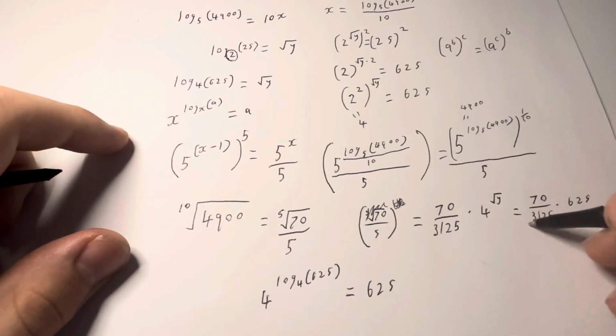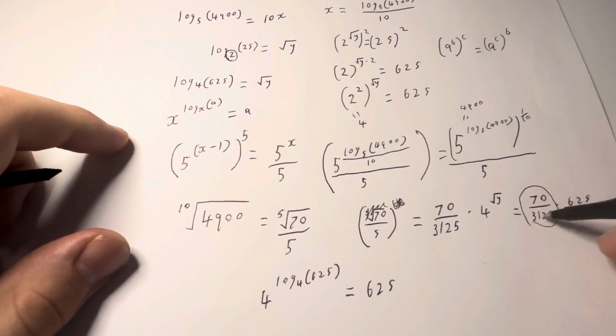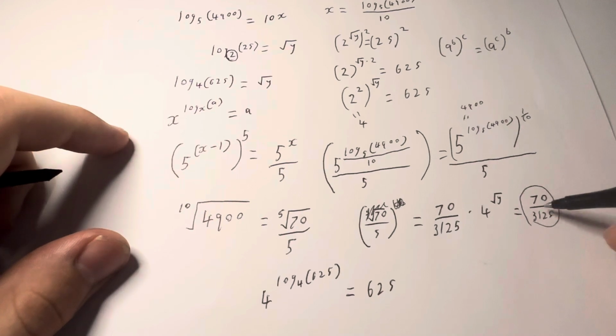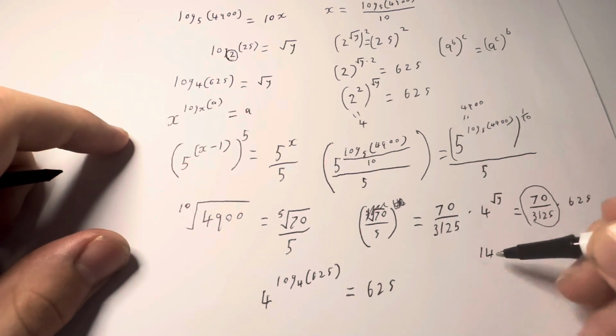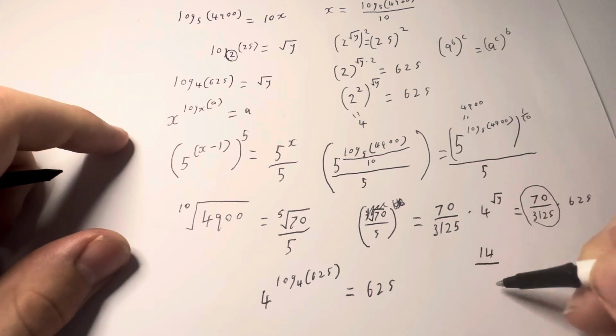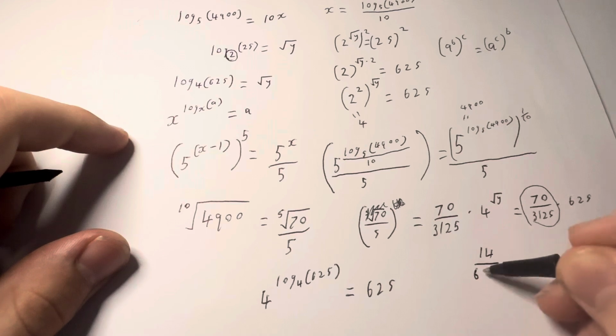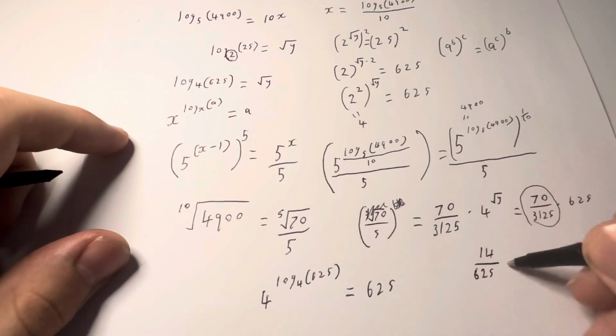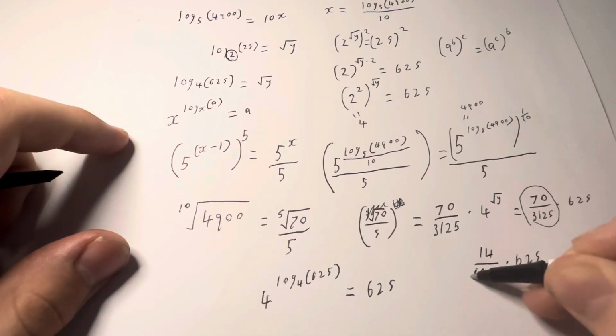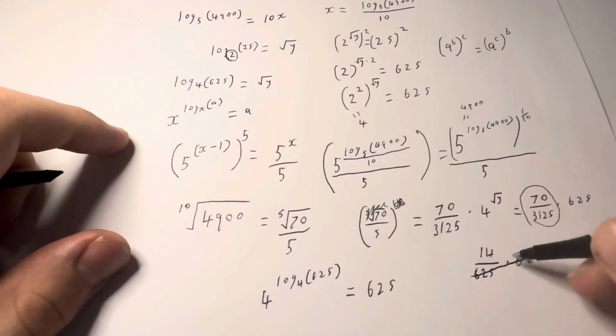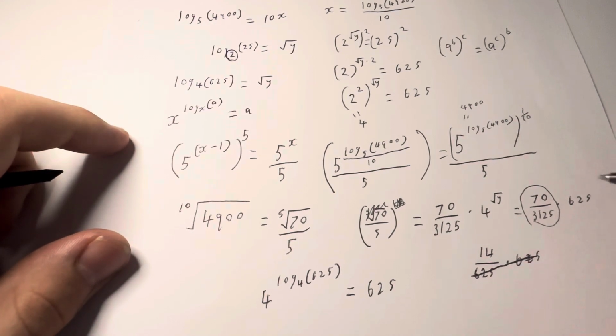So we can write this 70 divided by 3,125. We can divide both sides by 5. 70 divided by 5 is 14. And then we have 3,125 divided by 5 gives us 625. And then we have that times 625. Ha! Look at that! Our top and bottom cancel. So we just get 14. So 14 is our answer.